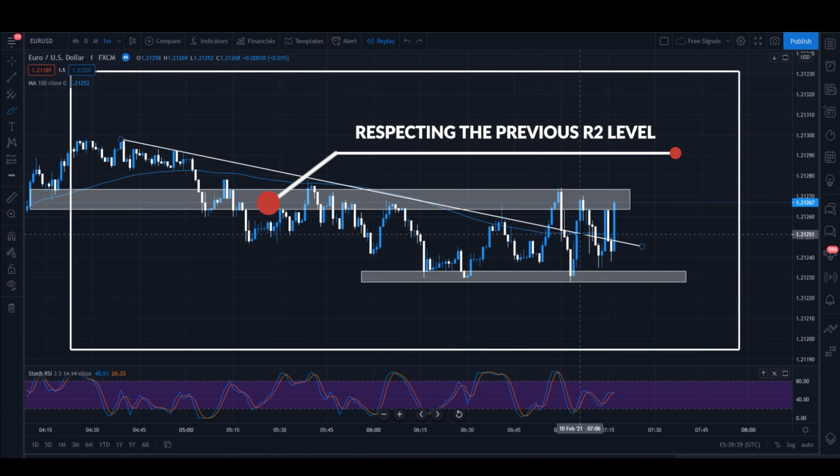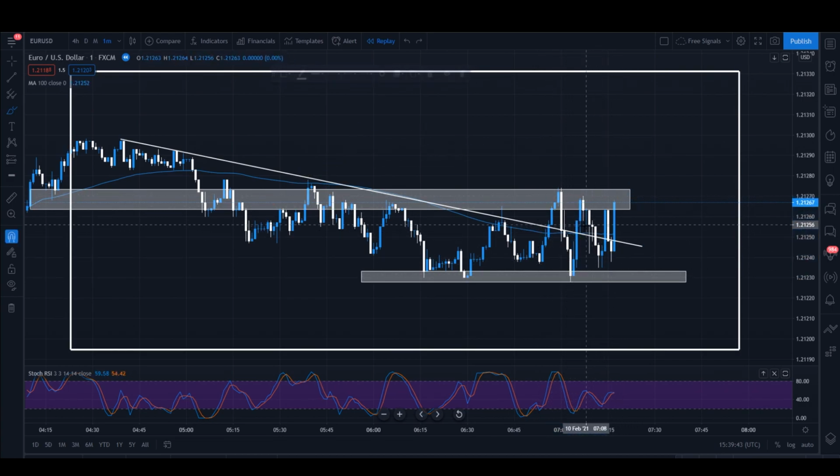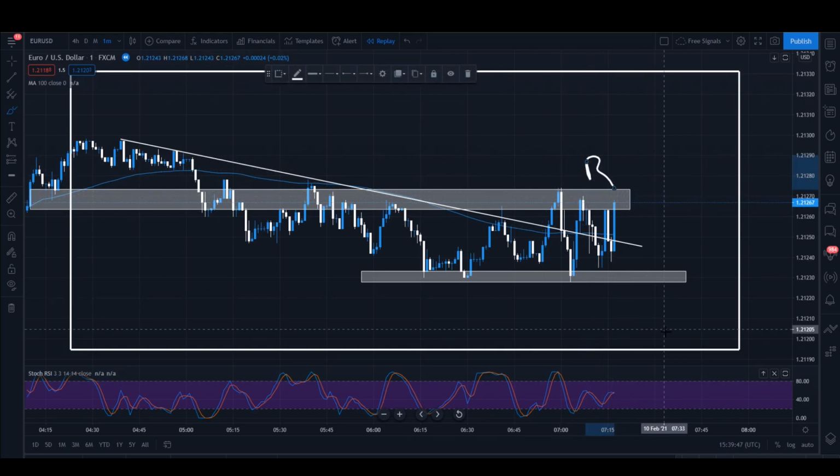However, it did break the 100 moving average multiple times in this case, and that's okay, because we know that the area of resistance needs to be broken before we enter a trade for a buy trade. So this is the resistance, this is the support zone.